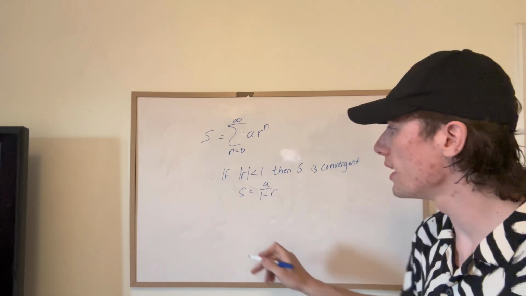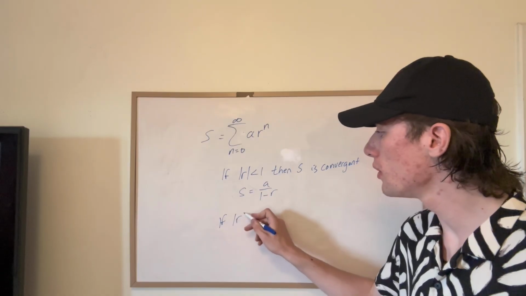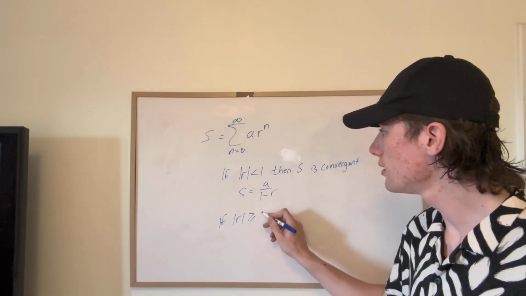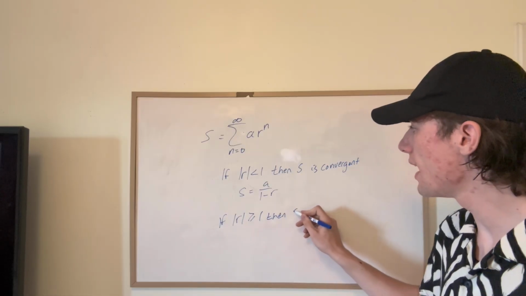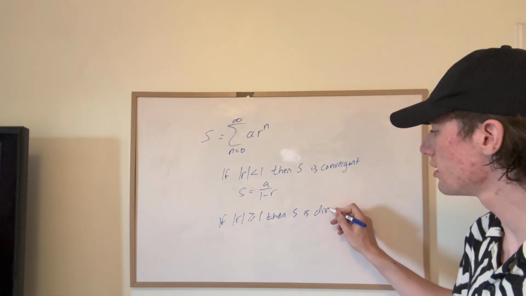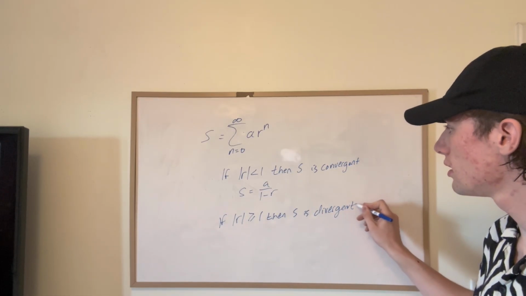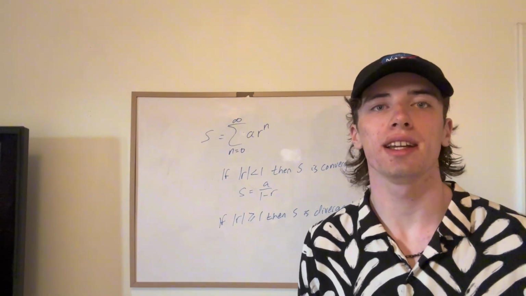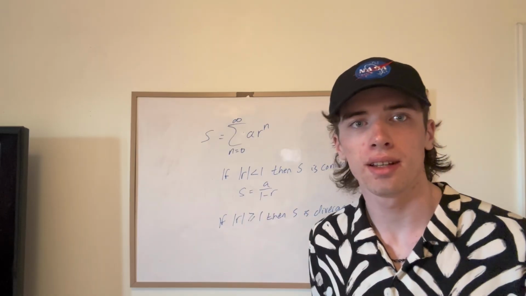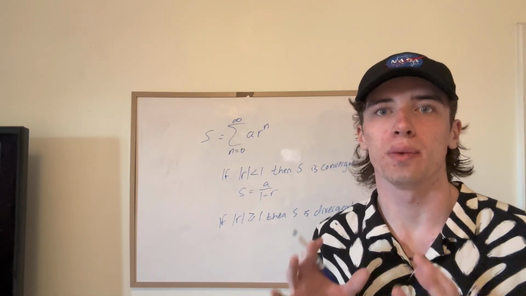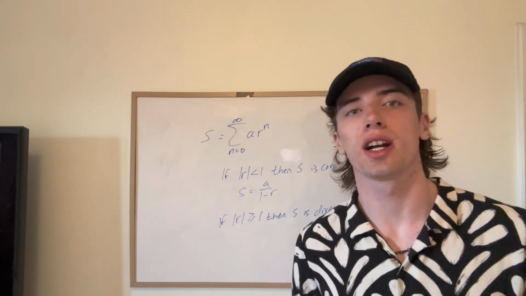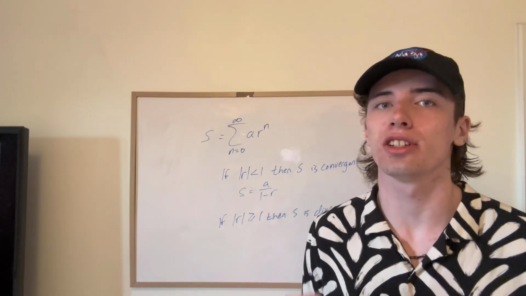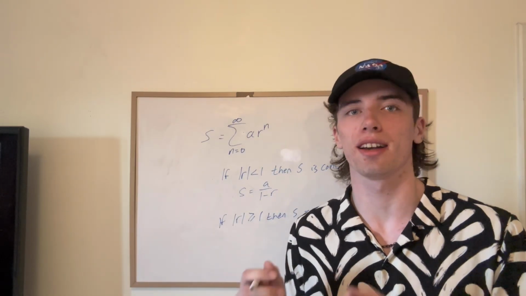And then the other way, if the absolute value of r is anything else, greater than or equal to 1, then s is divergent. And if it's divergent, the sum doesn't equal a specific number. It kind of just never calms down. So we don't have a formula for that, and we just end there. Now we're going to get into a couple examples where we're finding if a sum s is convergent or divergent, and if it's convergent, we're going to be calculating its sum.